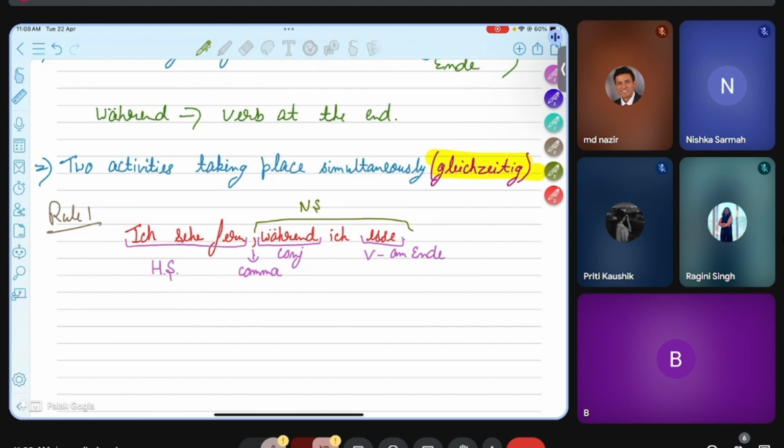ठीक है, फर्स्ट रूल समझ आ गया. नॉर्मल Hauptsatz आएगा verb के साथ second position पे, then comma, then your conjunction variant, then rest of the sentence, and the verb which is on the second position will go to the end. Is that clear? Yes, ma'am.